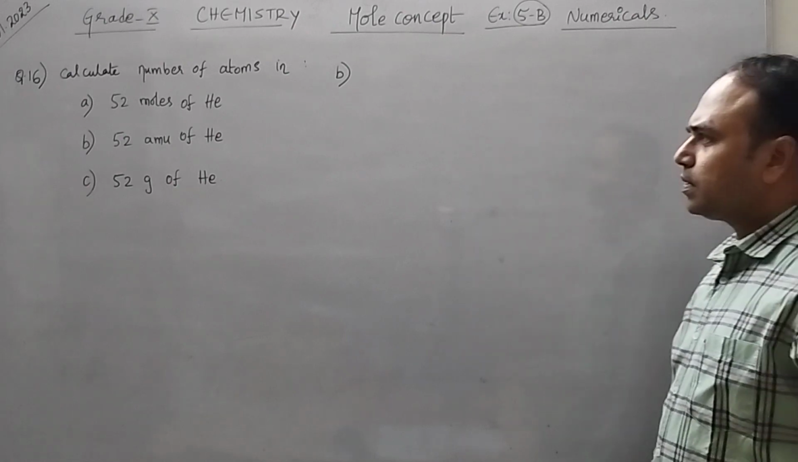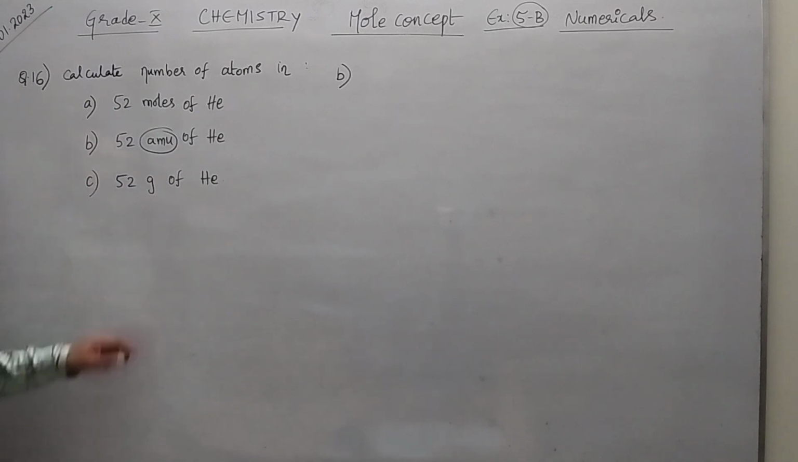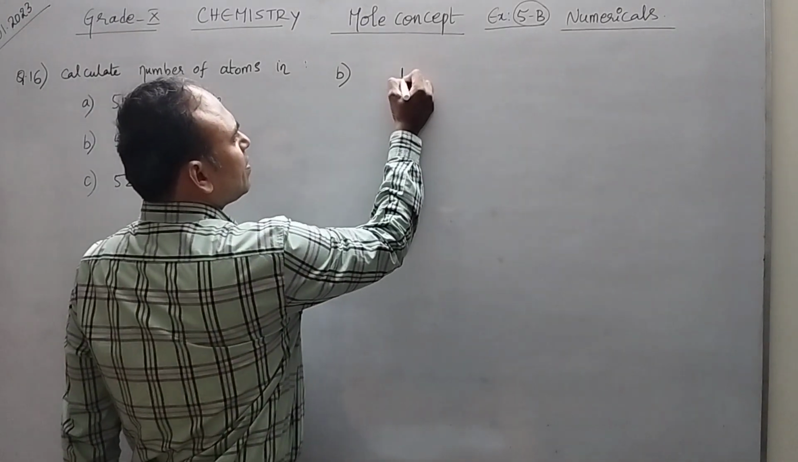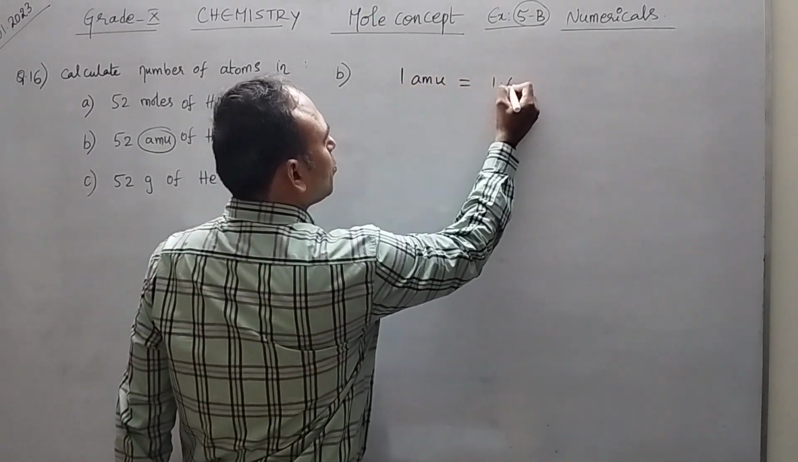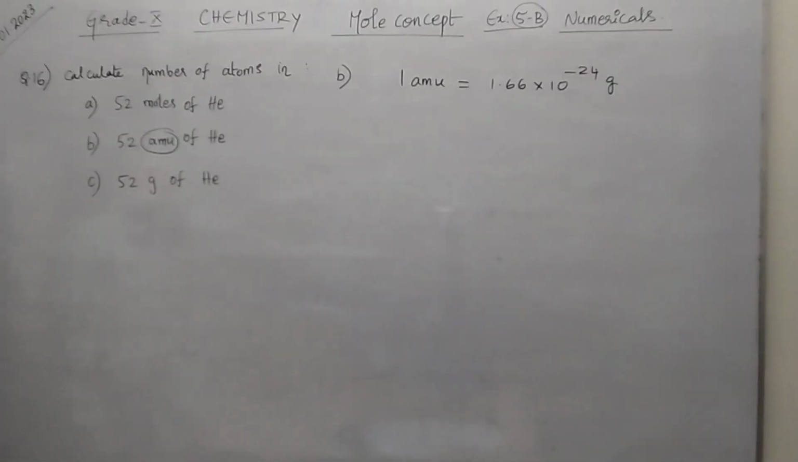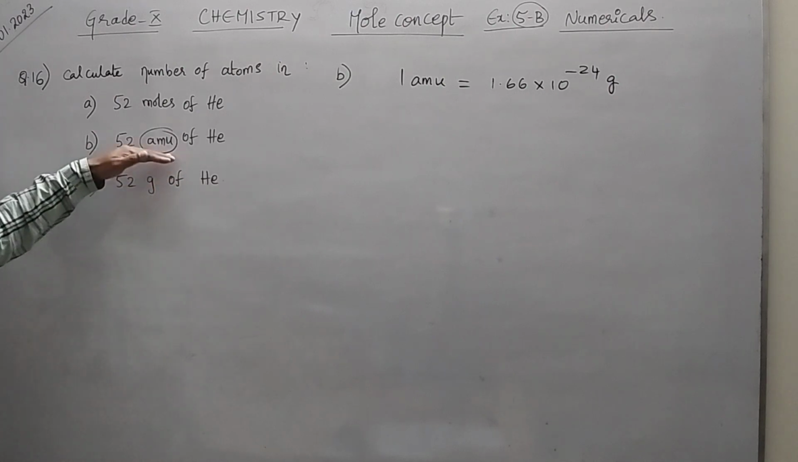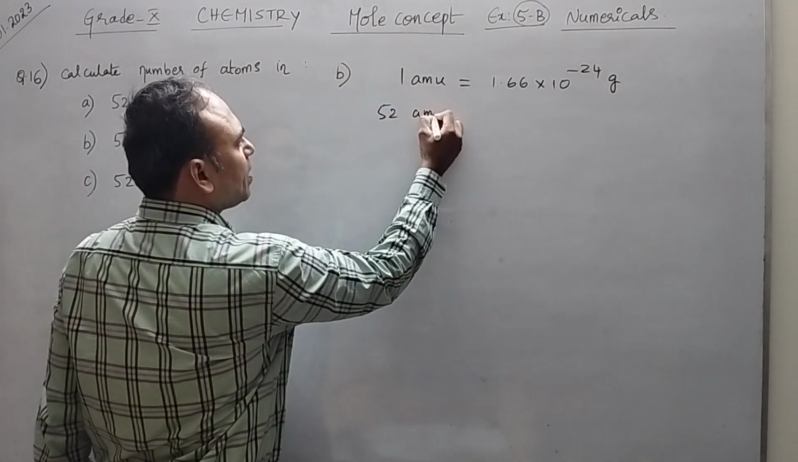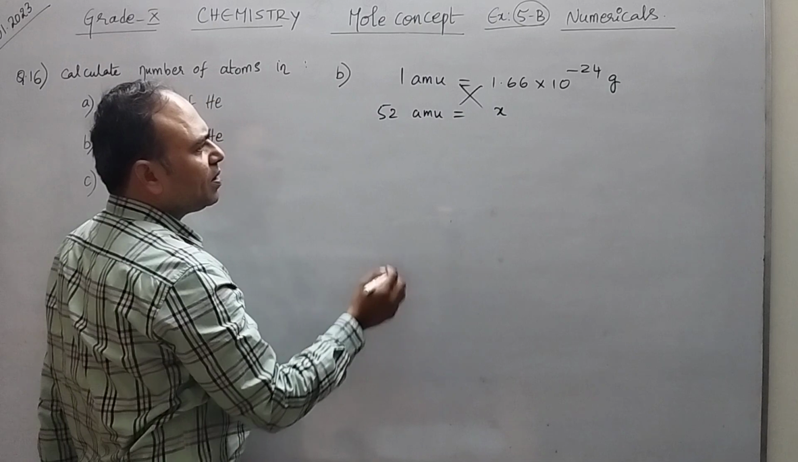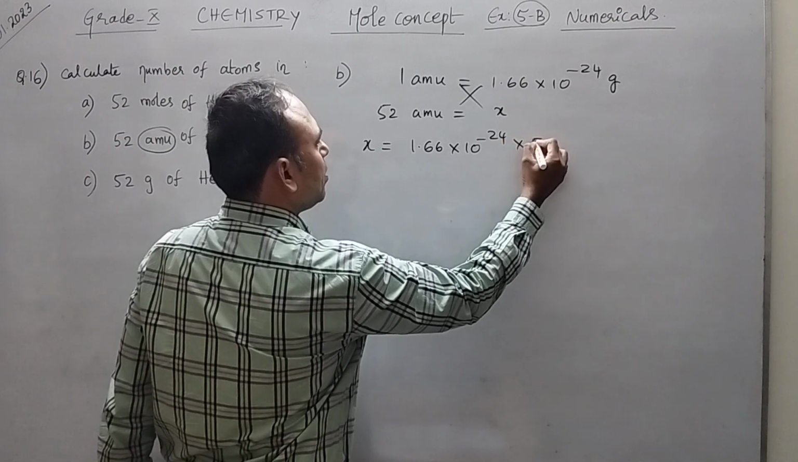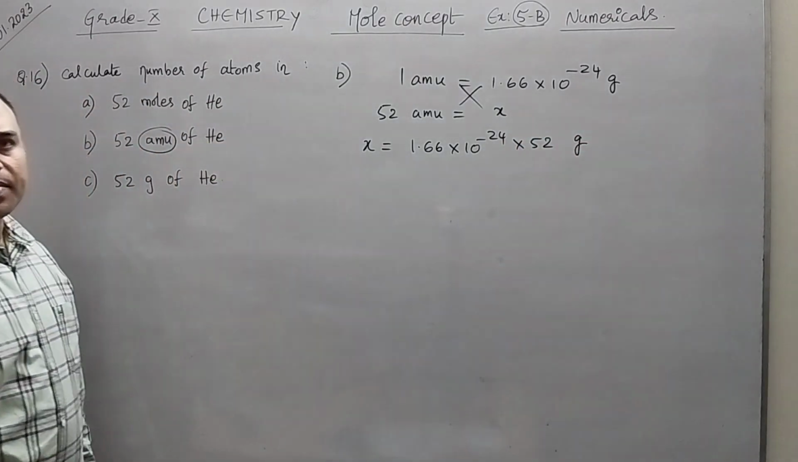Now try to solve the next question, that is 16B. They have mentioned here atomic mass unit. Earlier we know about the moles and the mass, but now what is the relation between atomic mass unit and gram? It is nothing but 1 atomic mass unit is equal to 1.66 into 10 to the power of minus 24 gram. Using this relation we can find the mass, and later with the mass you can find the number of atoms. So how many atomic mass units are given? 52 atomic mass unit. Take it as x, cross multiply. x is equal to 1.66 into 10 to the power of minus 24 into 52 grams. So this is the mass you got here.